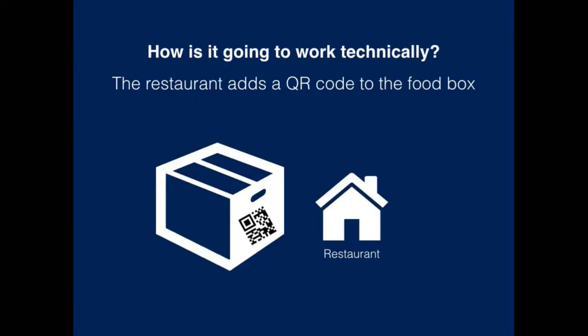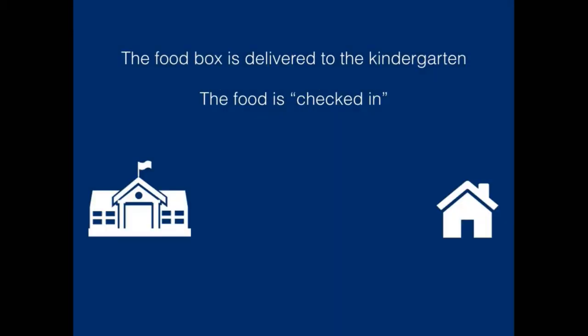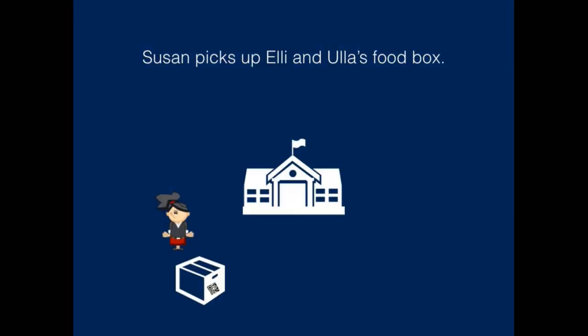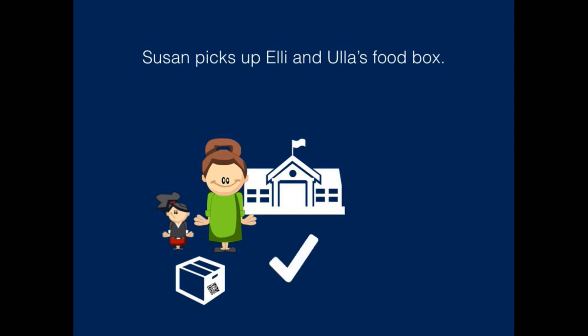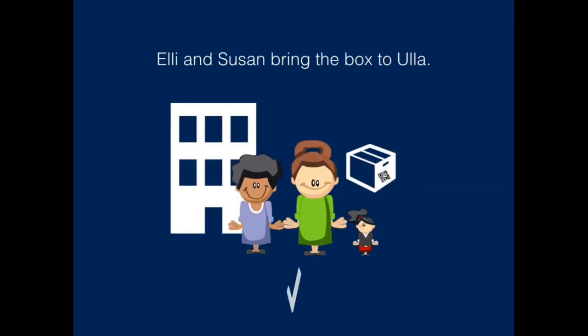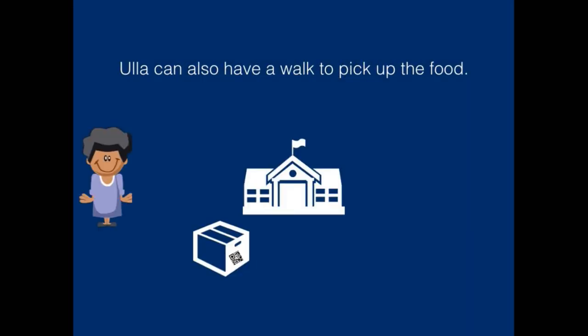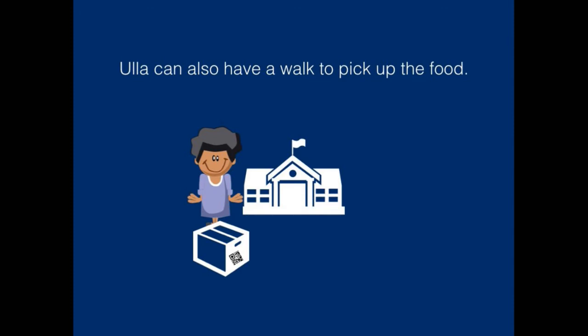What the restaurant does in our case is put something like a QR code on their food boxes. The food box is then delivered to the kindergarten, and there it's checked in, and you can follow where the food currently is. Then when Ali is picked up from the kindergarten, the mother also takes the food packages with her and checks out the food there. So you always know where the food is, and you have that line of trust that's always needed. Then she brings the food package to Ola at her home. But it's also possible that Ola herself walks to the kindergarten and picks up the food package herself. If she wants to take a walk, she can also go there.